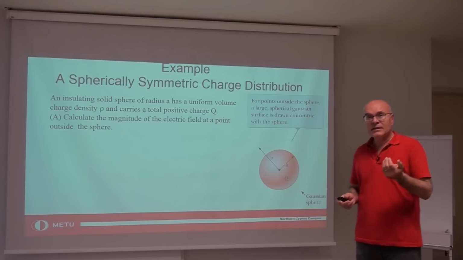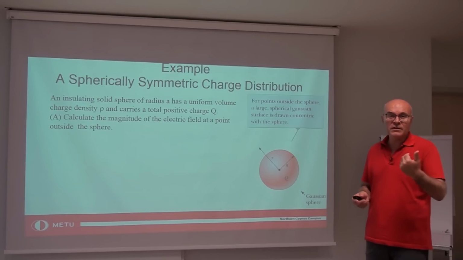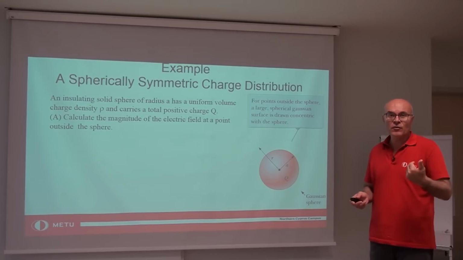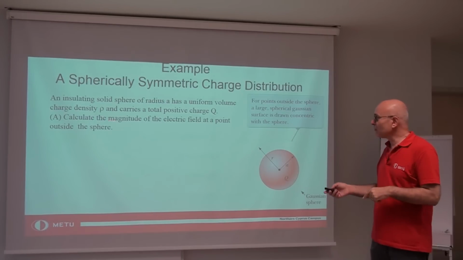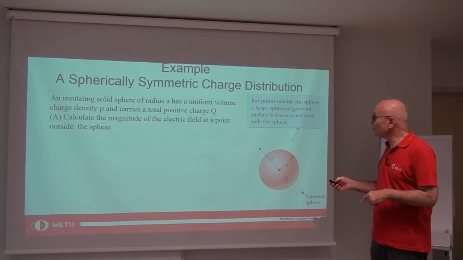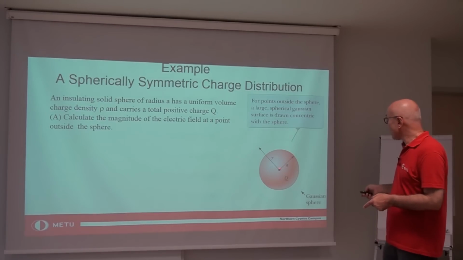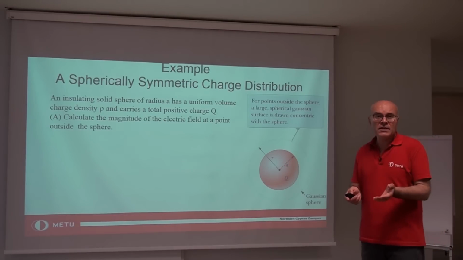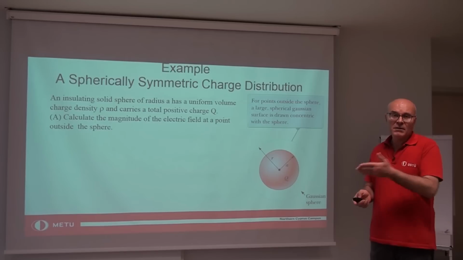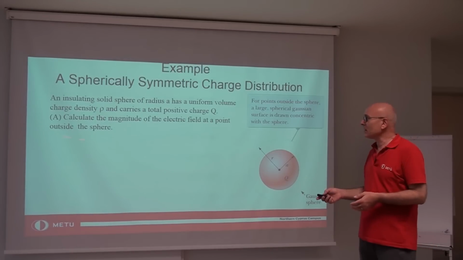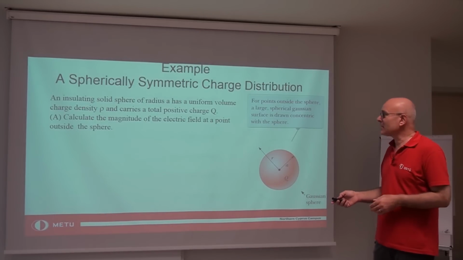Now, the charge per unit volume in this case, which we denote by rho, is just Q divided by the volume of the sphere. This sphere of charge has a radius A, so its volume is just 4/3 pi multiplied by A cubed. This is the volume of the sphere. Okay, so rho in this case is just a constant, and we know it.